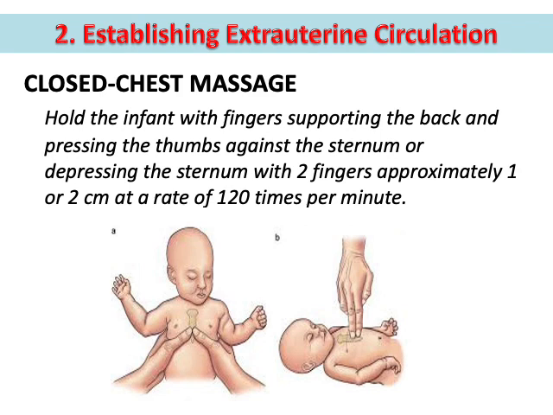The second step is establishing extrauterine circulation. You will do a closed chest massage if there is no audible heartbeat or if the heartbeat is below 80 beats per minute. It is holding the infant with fingers supporting the back and pressing the thumbs against the sternum or depressing the sternum with fingers approximately 1 or 2 cm at a rate of 120 times per minute.